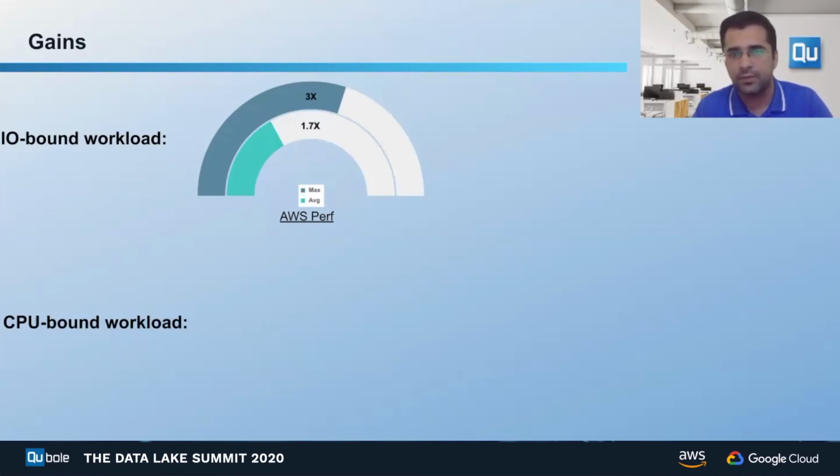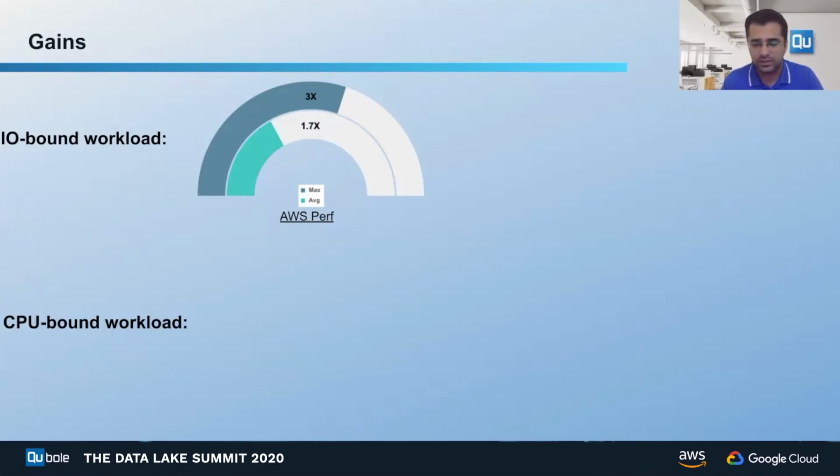So you can speed up your workloads. If your use case is IO bound, you can speed up. And it could be, again, much higher than 1.7x. And you can get that without any additional costs.